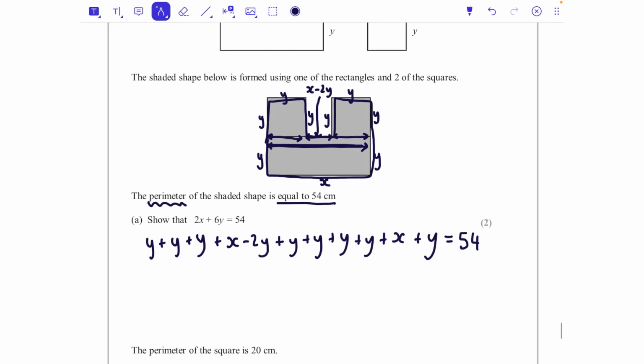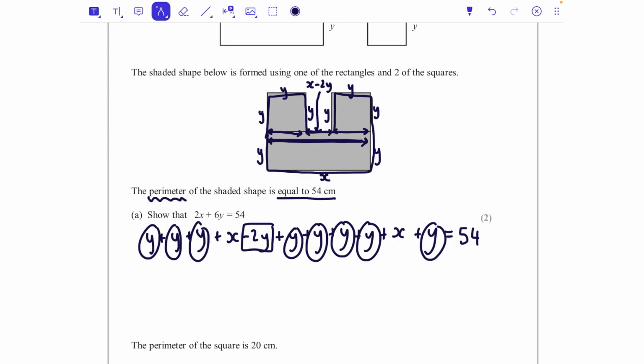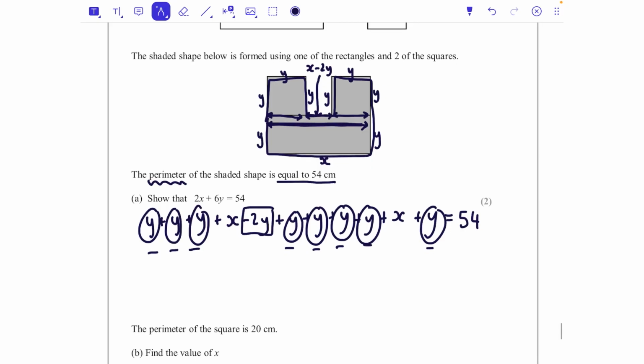So that allows us to make an equation. And now I'm just going to collect up everything I've got. So I've got y, y, y, take away 2y, add y, add y, add y, add y, add y. So there we go. 1, 2, 3. Take away 2 takes me back down to 1, 2, 3, 4, 5, 6 y's all together. Or you could say there's 8 y's, take away 2. So anyway, we've got 6y either way we look at it.